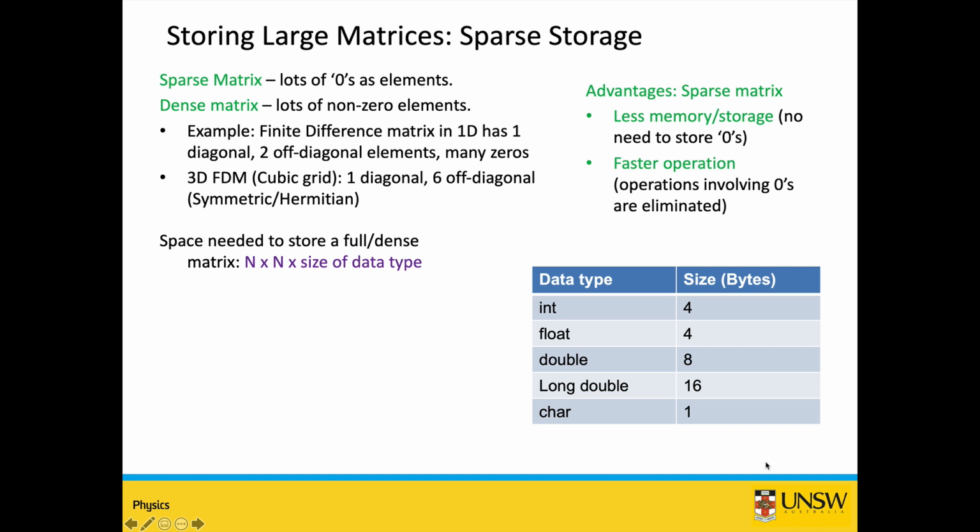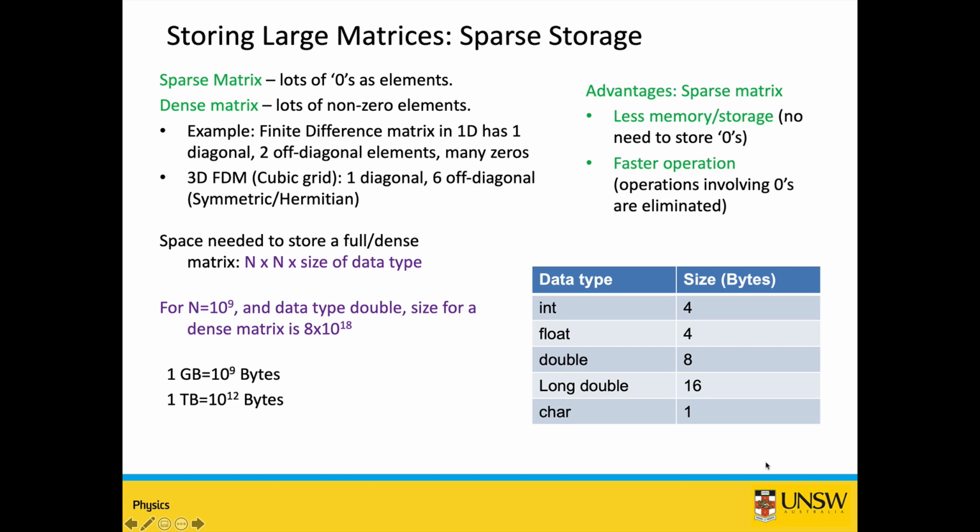So if you are given a matrix with dimension, say, 10 to the power 9, and you are storing a data type of double, then the storage requirement becomes 8 times 10 to the power 18 bytes. And how much is that? 1 gigabyte is about 10 to the power 9 bytes, and 1 terabyte is about 10 to the power 12 bytes. So let us divide by 10 to the power 12. We end up with about 800,000 terabytes, almost close to a million terabytes actually.